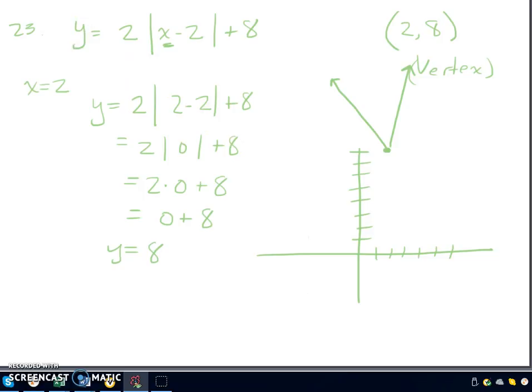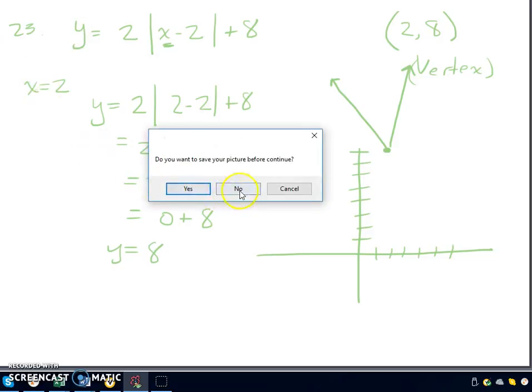Okay? And then last but not least, let's go to 24. And we're going to have y equals 1/2. Oh, it's negative 1/2. Uh-oh, upside down graph, right? Absolute value of x take away, I think that's a 3 plus 5, if I'm reading this correctly.